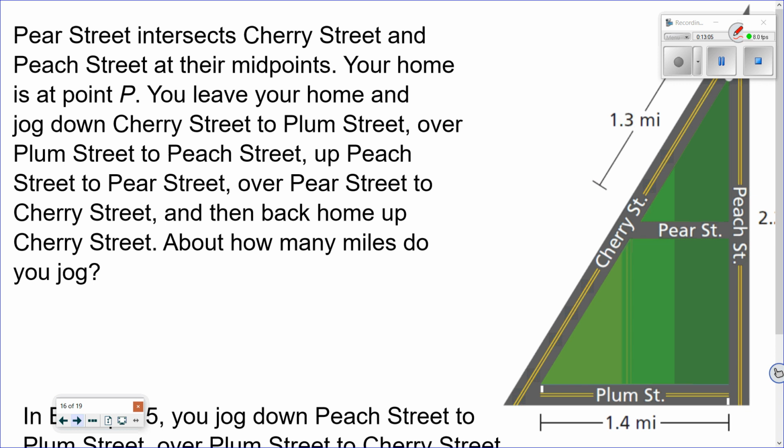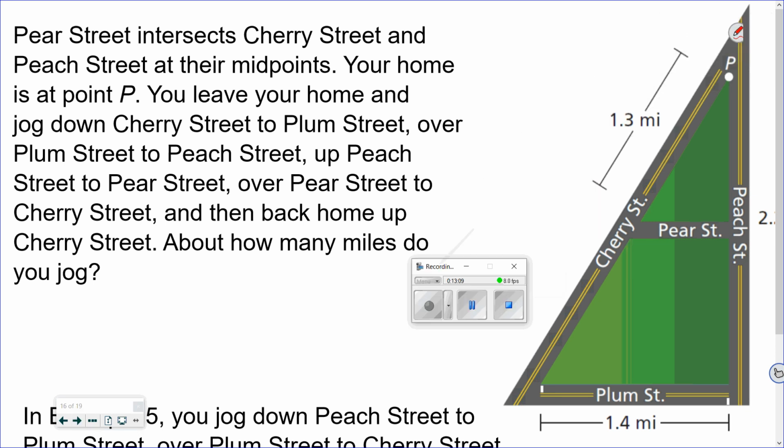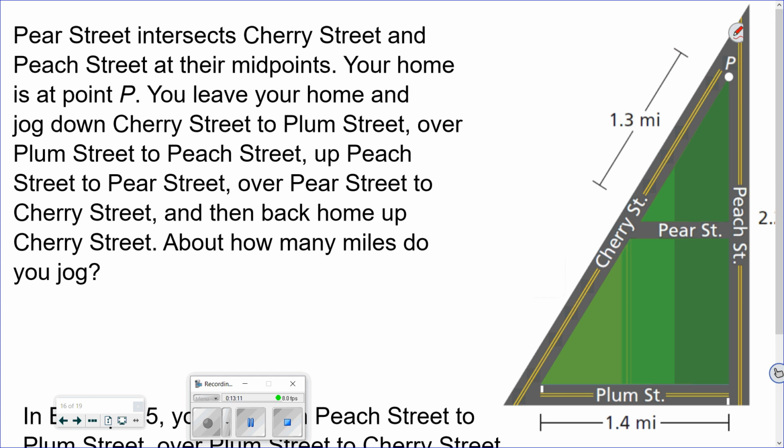Let's do this problem right here. So this one's a little bit different. Just slide this out of the way here. It says Pear Street intersects Cherry Street and Peach Street at their midpoints. So it's telling us right now, this is important, those are the midpoints. That makes Pear Street the mid-segment. So it's half of that third side down there.